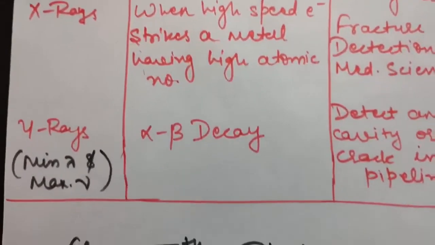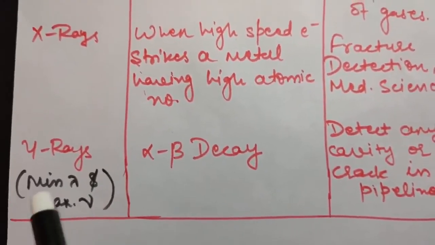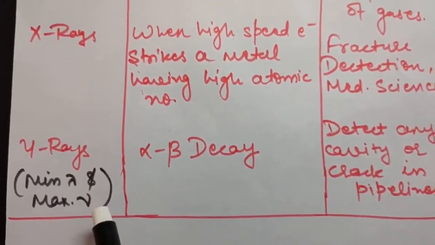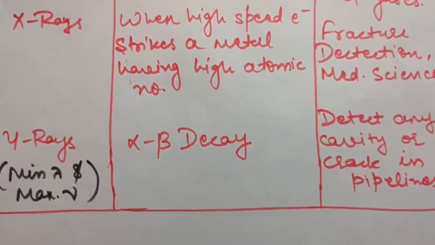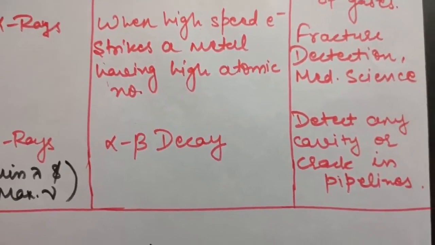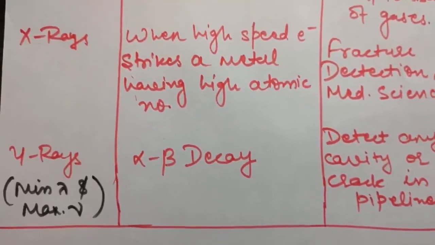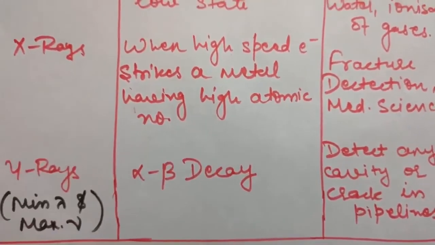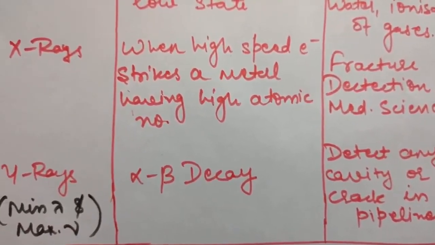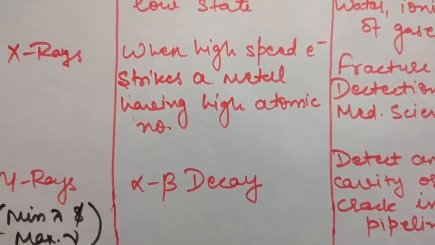Okay, so the last one is gamma rays, and as it is last, it has minimum wavelength and maximum frequency. They are produced during alpha and beta decay, which you will be studying in further chapters. And they are used for the detection of cracks in pipelines. So this was all about chapter number 8. It is a very short chapter. Now you can do all the NCERT questions of this chapter.